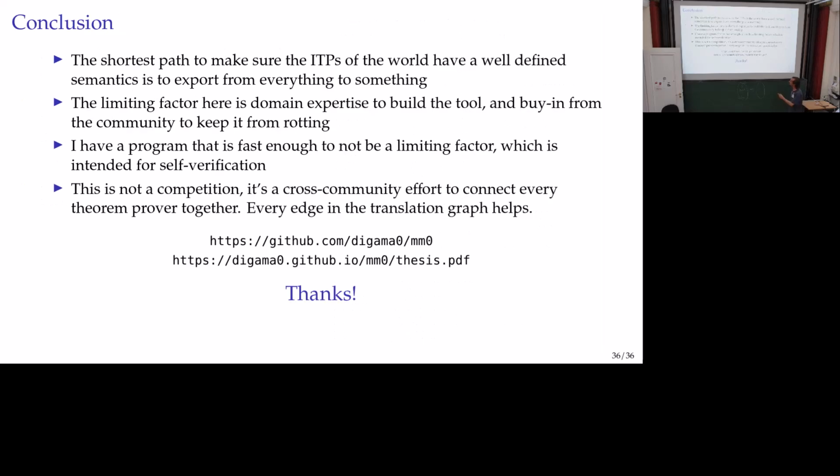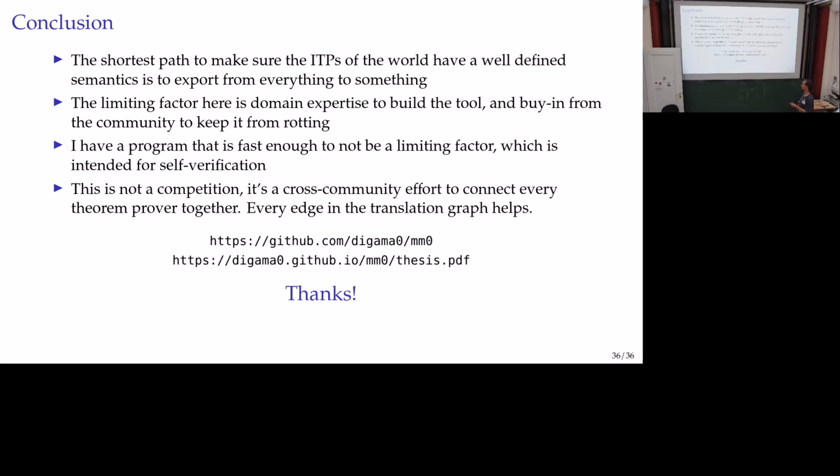Okay, so just to recap, the shortest path to make sure that the ITPs of the world have a well-defined semantics is to export from everything to something, okay? And the limiting factor here is really domain expertise to build the tool, the exporter, and buy-in from the community to keep it from rotting. This is actually also really important. Like the open theory tool, it is built and it works for a while, and then the libraries move on and no one's paying attention to it, and so of course it falls over, right? So you have to start by building it, and then you have to get people to use it enough to keep it from dying.